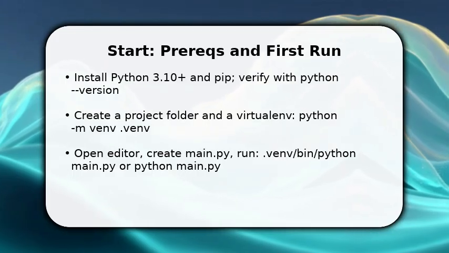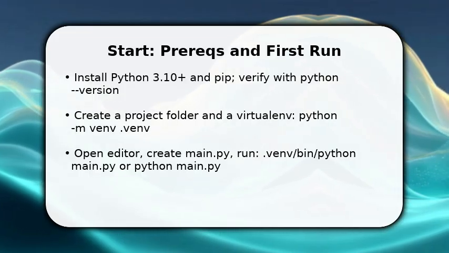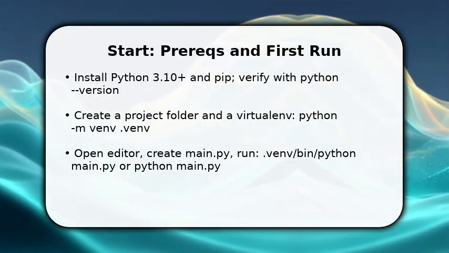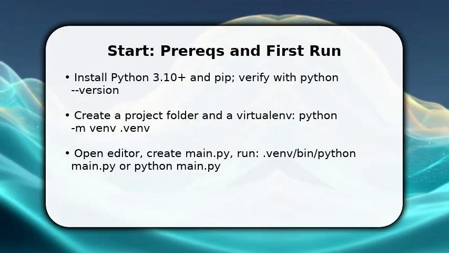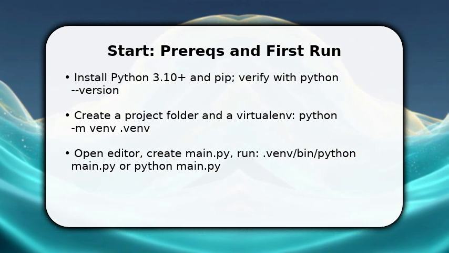Then open your code editor, create main.py, and run it immediately to confirm the runtime. This first run proves the environment works. It also shows you where errors appear so you can fix paths, permissions, or interpreter selection right away.